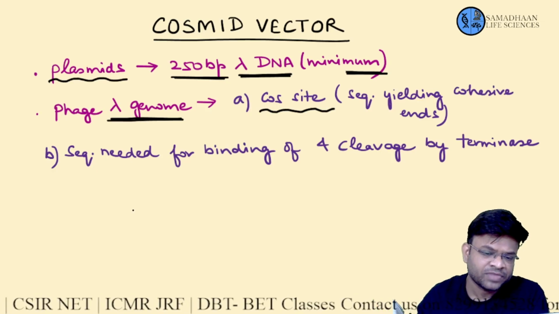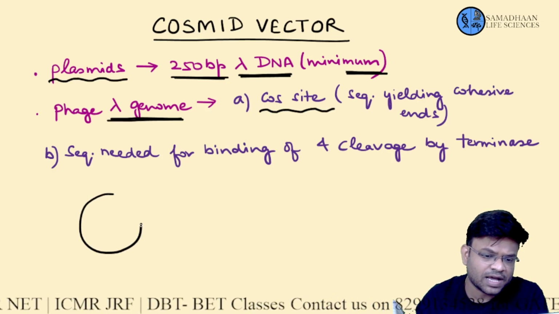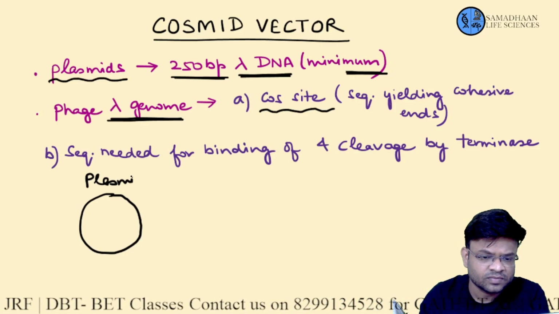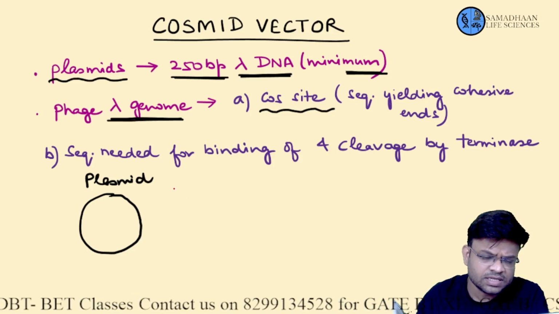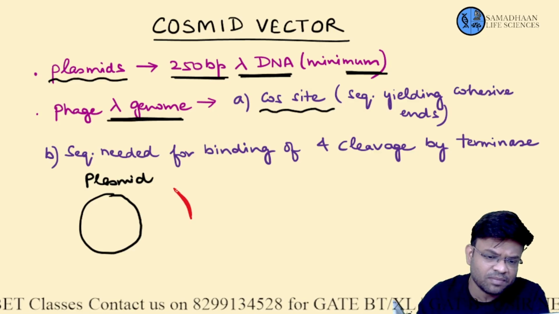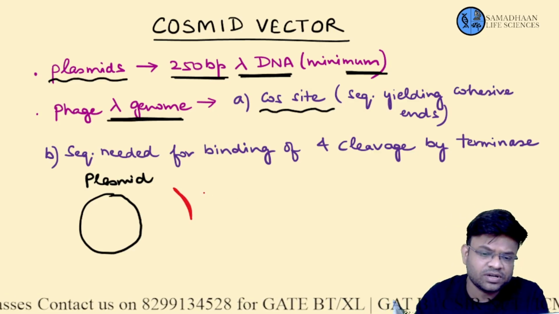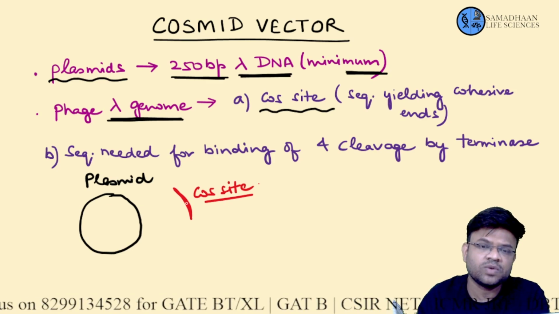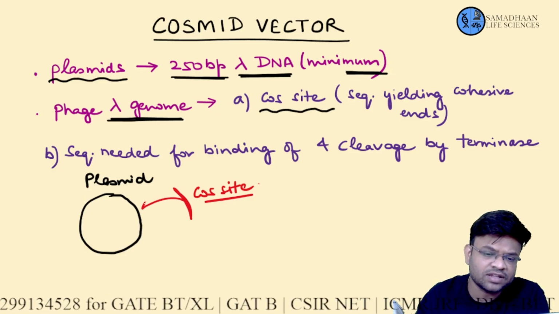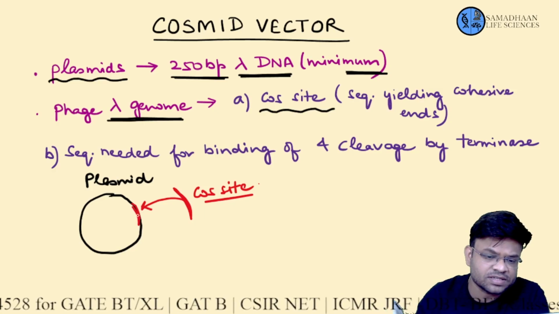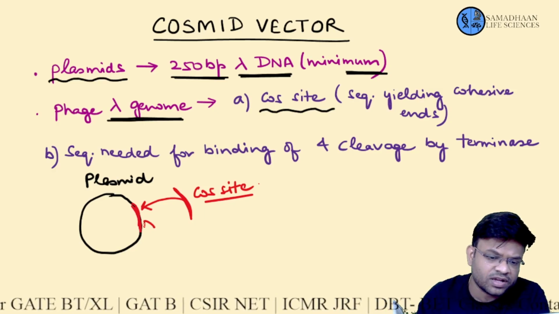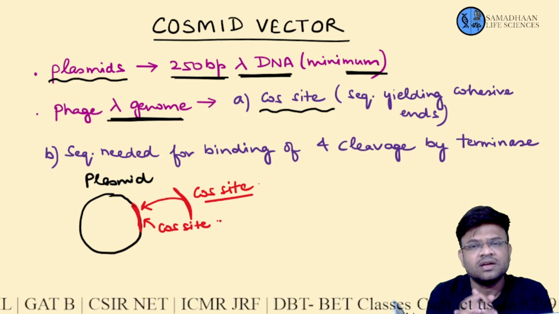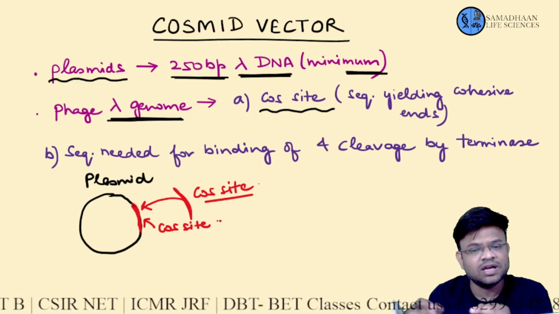For instance, suppose this is a plasmid. I'm just drawing a very basic diagram over here. So suppose this is a plasmid, and this is the important lambda phage region, and I'm calling it the cos site. So what we do is, to our plasmid we add this cos site and it becomes something like this, right? So this over here is now our cos site. The cos site is obtained from the lambda phage DNA or lambda phage genome.